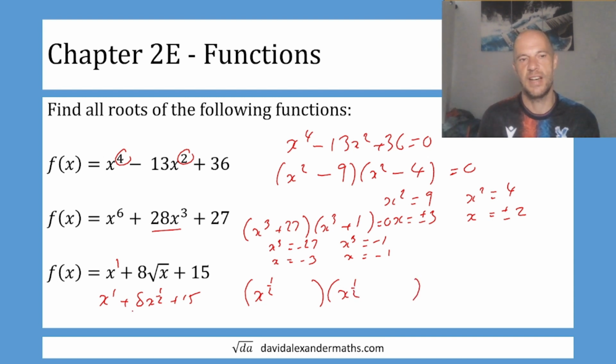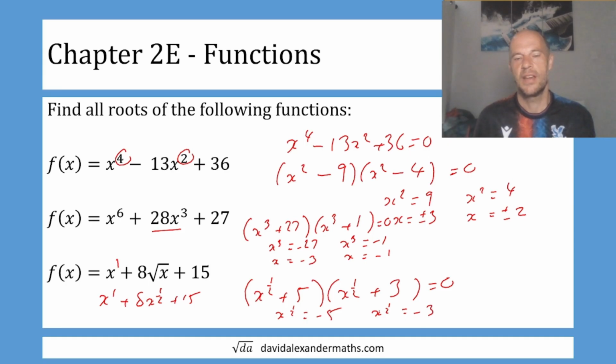X to the half times x to the half gives me an x, and if I chuck some numbers inside the brackets, that will give me a certain number of x to the halves. So factors of 15 that give me 8 are 5 and 3. So x to the half plus 5, x to the half plus 3 equals 0. So therefore x to the 1/2 is minus 5 and x to the 1/2 is minus 3. If the square root of x is negative 5, then that means x is minus 5 squared, so 25. And if the square root of x is negative 3, then x is negative 3 squared, 9.